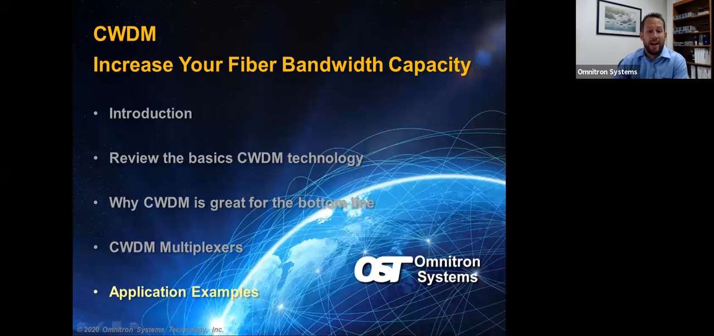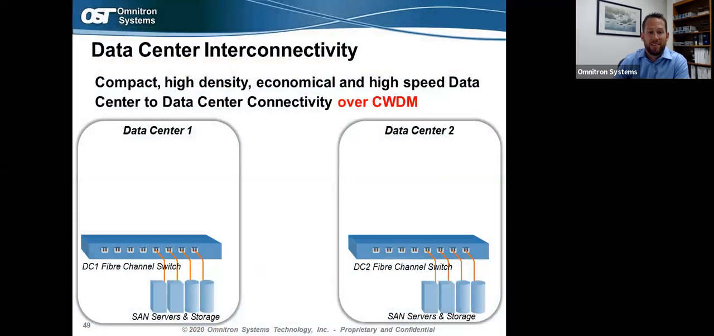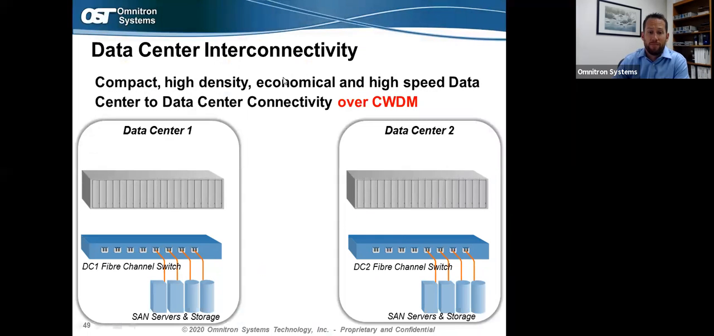Now we'll take a look at some more application examples showing you how CWDM can really help you increase your fiber bandwidth. First, data center interconnectivity. In this case, we have two data centers being connected, and these could be across the street or across town from each other. They're going to be connected with fiber using CWDM.